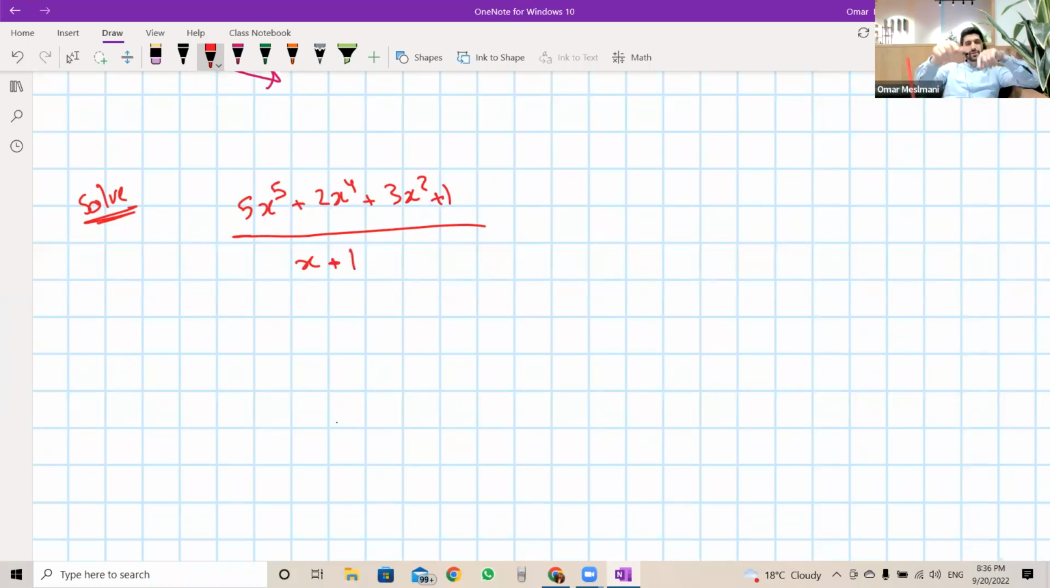Long division or synthetic? What do you think? Obviously synthetic. Do it. Take a picture and send me on WhatsApp. We can't take pictures. Well, we have the phone.